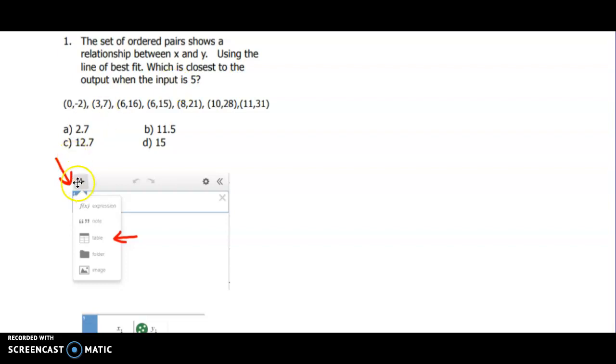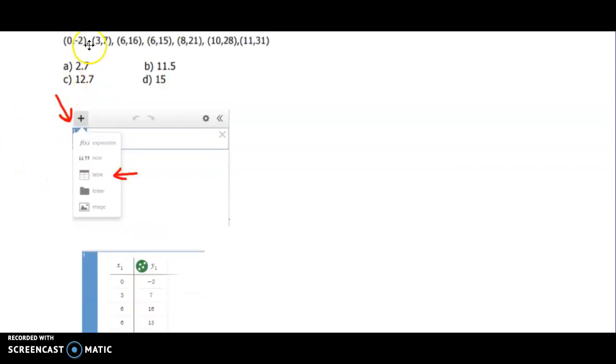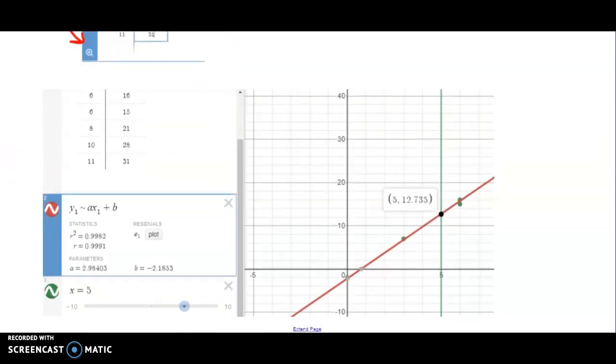So the first thing you would do is go to Desmos, you click on this plus sign and add your table. Then we're just going to go ahead and input our data. So I took these coordinate points right here and I put them in a table. Once you put them in a table, you're going to click this plus sign and that allows you to see your points, which would be right here, okay?